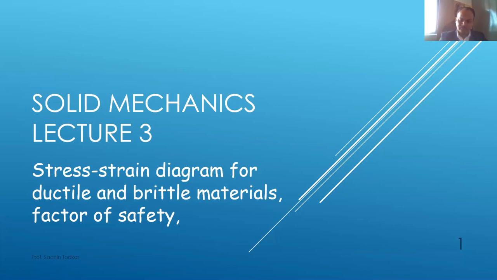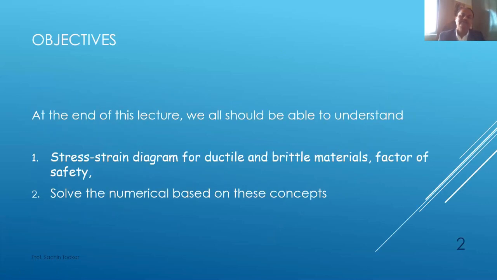At the end of this lecture, we all should be able to understand the stress strain diagram for ductile and brittle materials. We have one experiment on this for ductile and brittle materials, and maybe there will be some questions based on this in your viva oral. Then we are going to see the concept of factor of safety, which is very important in engineering, and solve numericals based on these concepts.